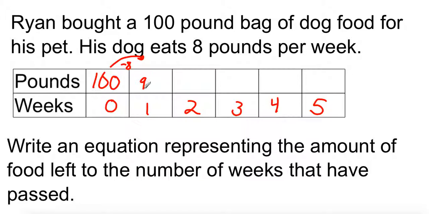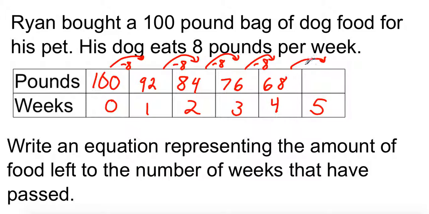So by week 1, it should have 92 pounds. We take away another 8. So we're going to have, I believe, 84 pounds. And after that, we take away another 8 pounds. That's going to be 76 pounds. The week after that, we take away another 8 pounds. That's going to be 68 pounds. And by week 5, we're taking away another 8 pounds, which is going to give us an even 60 pounds of food that are left for the dog.